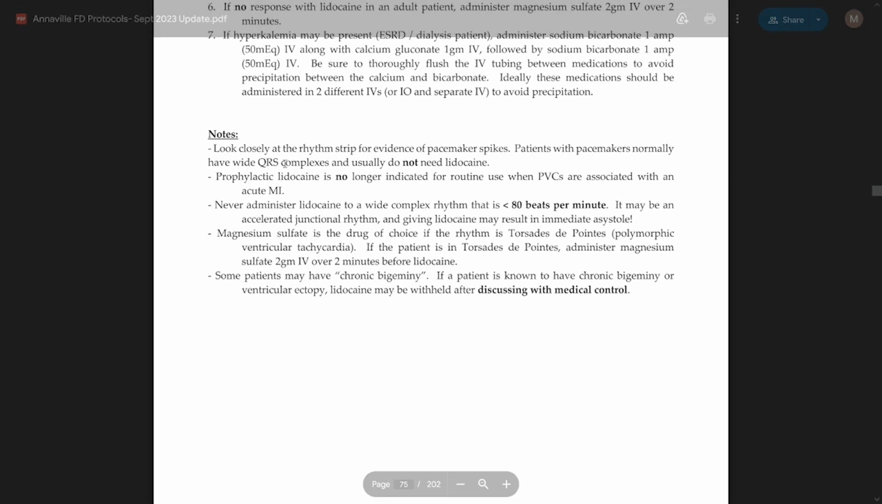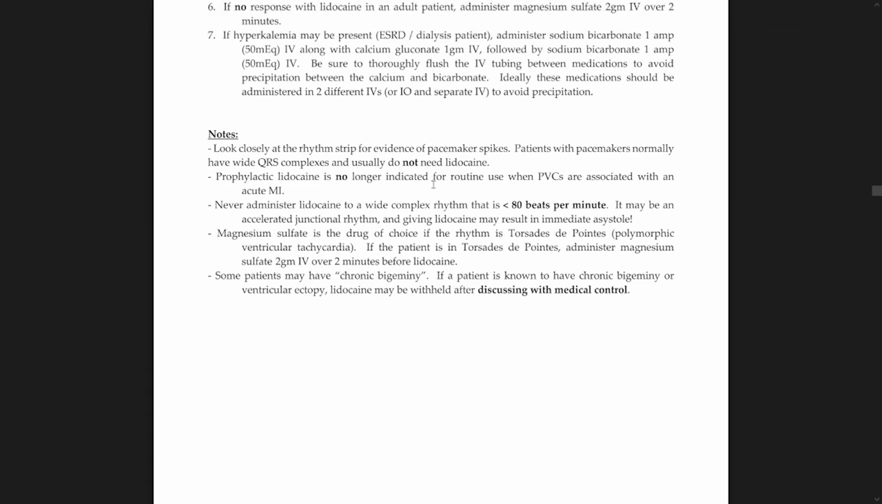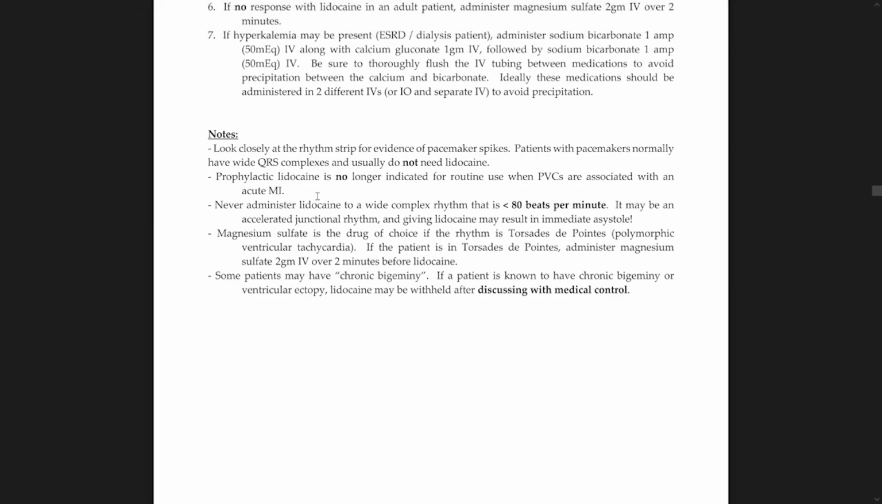Now, notes. Look closely at the rhythm strip for evidence of pacemaker spikes. Patients with pacemakers normally have a wide QRS complex and usually do not need lidocaine. Prophylactic lidocaine is no longer indicated for routine use when PVCs are associated with an acute myocardial infarction. Never administer lidocaine to a wide complex rhythm that is less than 80 beats per minute. It may be an accelerated junctional rhythm, and giving lidocaine may result in immediate asystole.